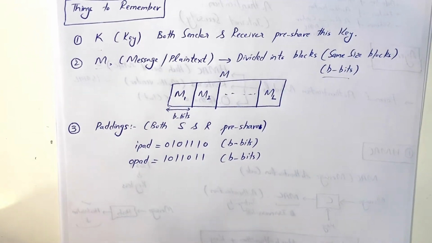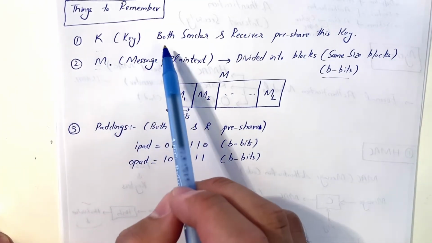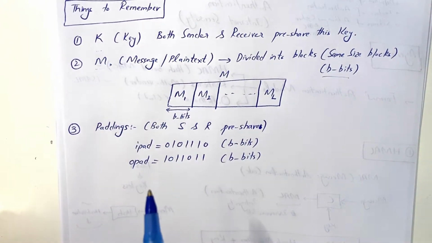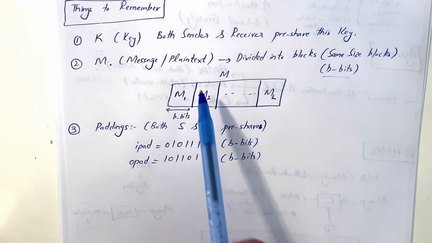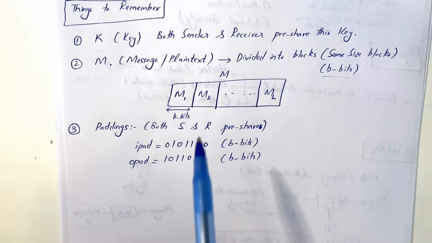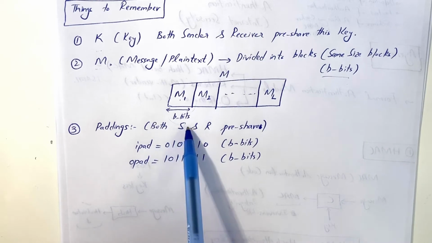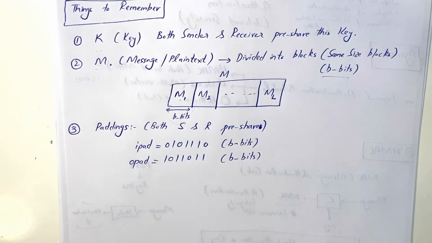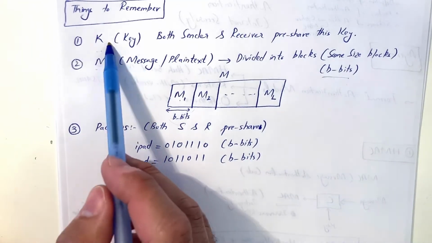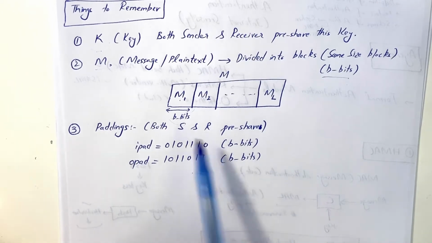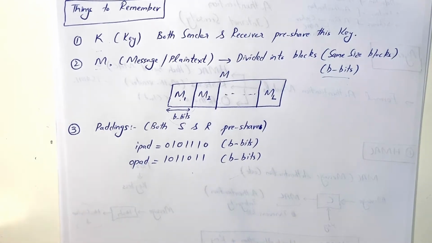So please remember that these are the 3 very important things that you need to know to compute a HMAC. The first thing is key. Both sender and receiver pre-share this secret key. Number 2, the message is divided into blocks, and the size of a block is B bits. Let's say M1 is a block of the message, and the size is B bits, because typically we use a block cipher with HMAC, so that's why we make it compatible. Padding: besides the key, both sender and receiver also share these 2 paddings, IPAD and OPAD. They know IPAD, OPAD, and the key as well.